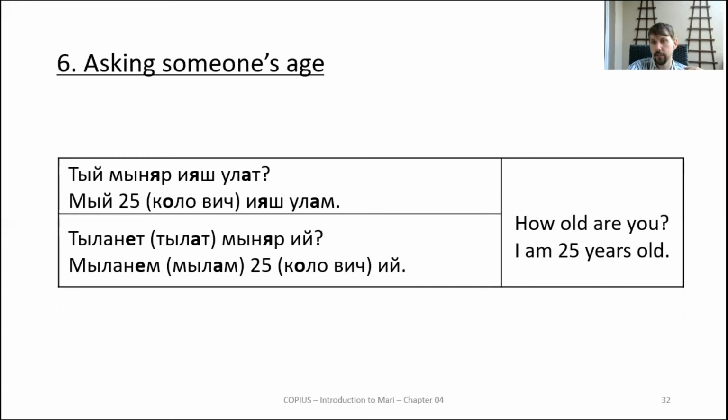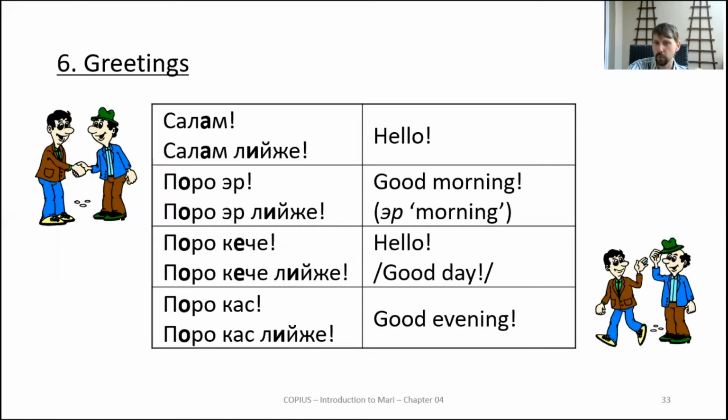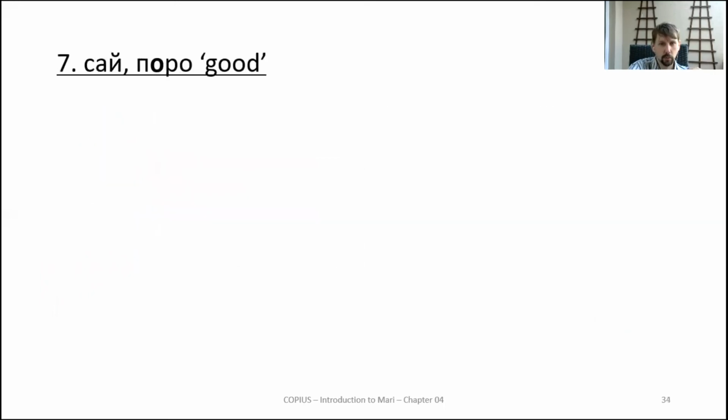We see another strategy of asking for somebody's age or denoting somebody's age now with the dative, in addition to the construction with yeared that we saw earlier. We look at some basic greetings in Mari. How do you say good morning? How do you say good evening? How do you say hello?